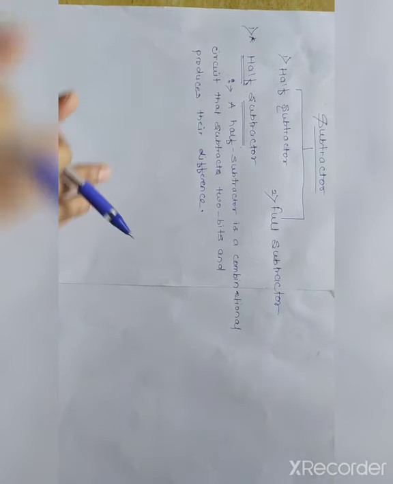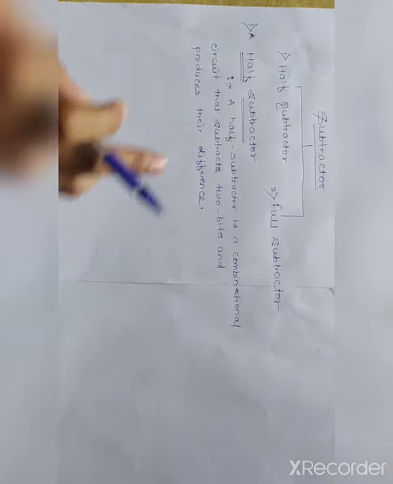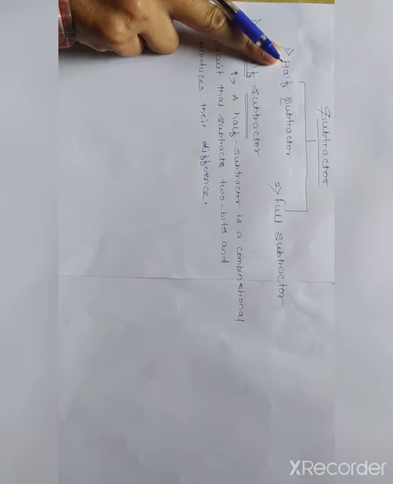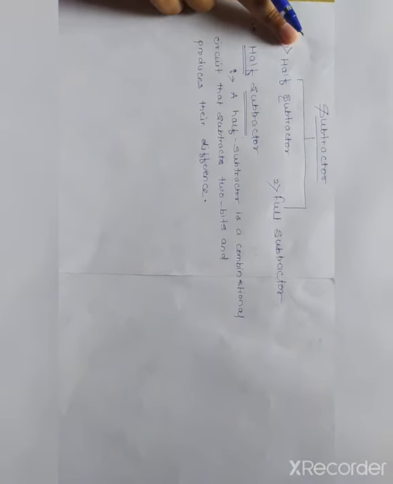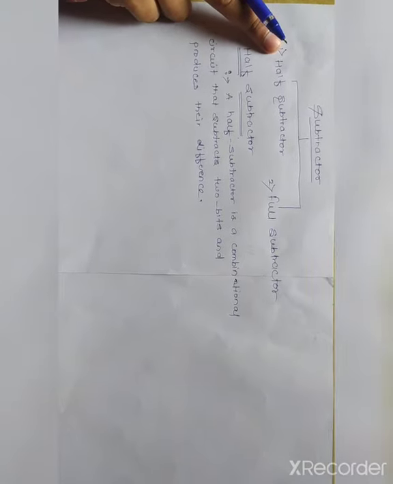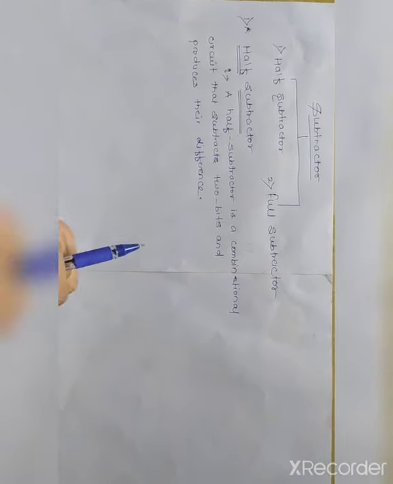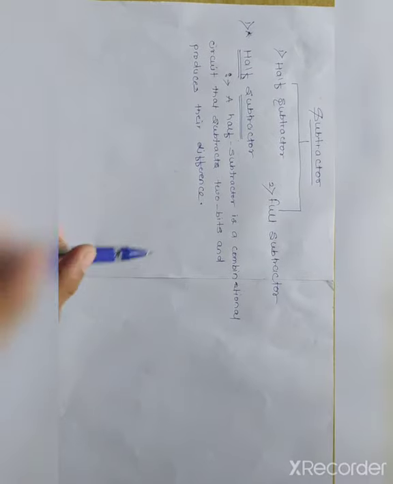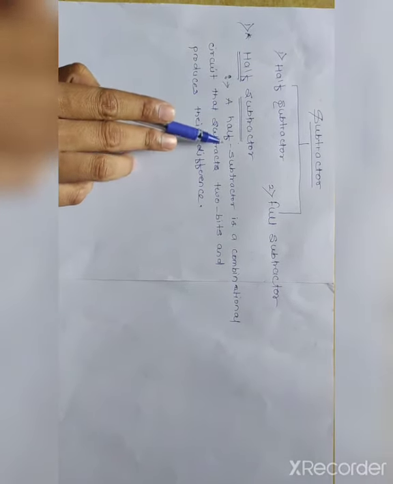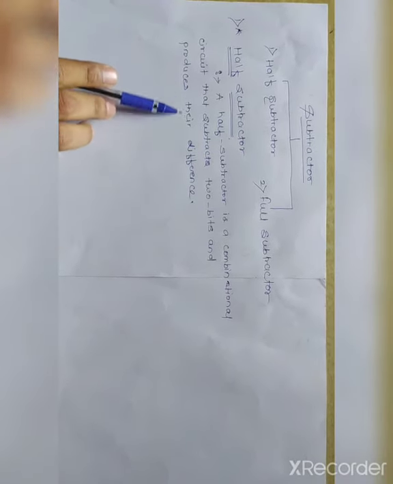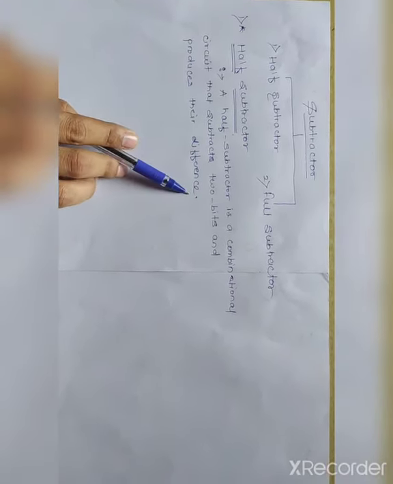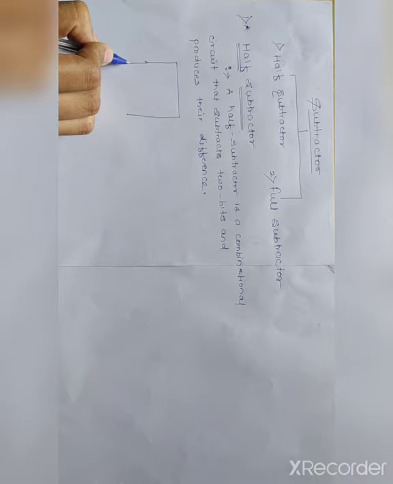Actually, I have to design a logical circuit for a half subtractor. Now what happens in a half subtractor? A half subtractor is simply a subtraction between two binary bits. A half subtractor is a combinational circuit that subtracts two bits and produces their difference.